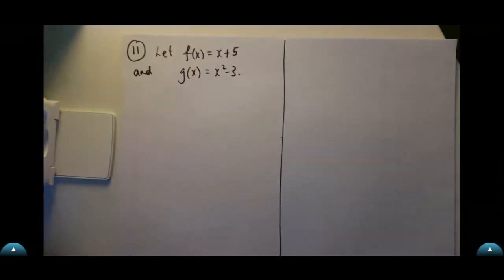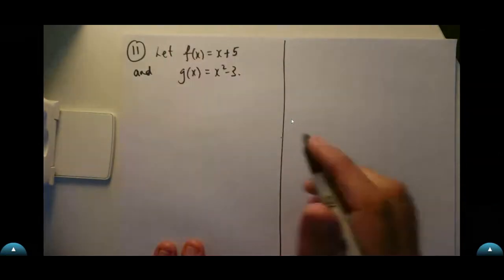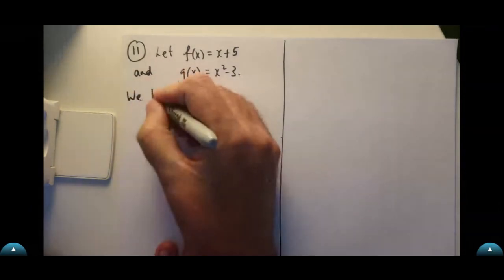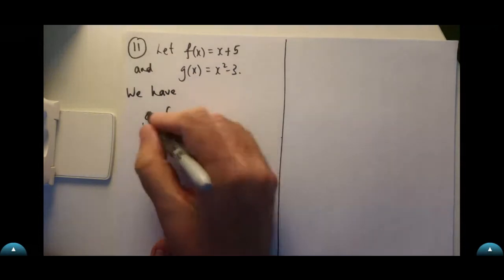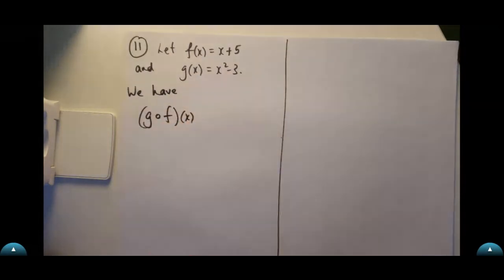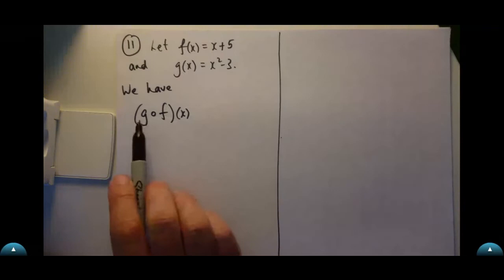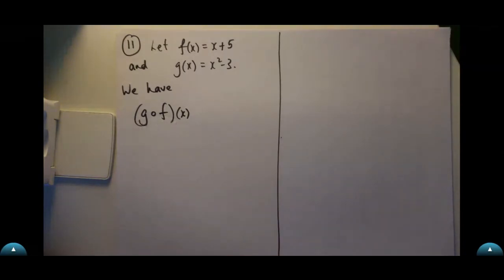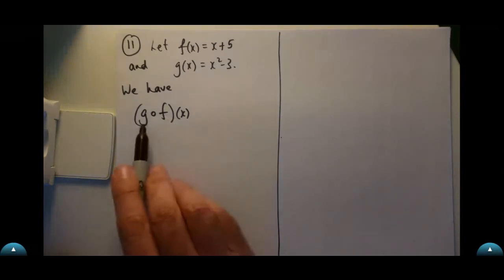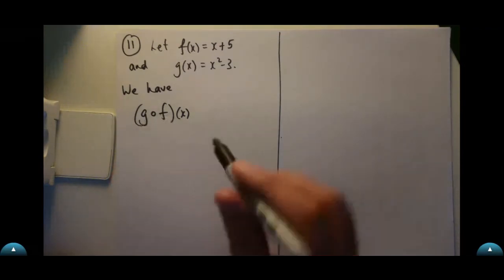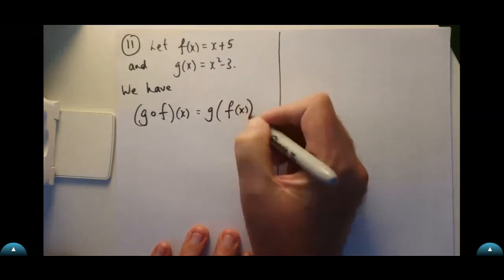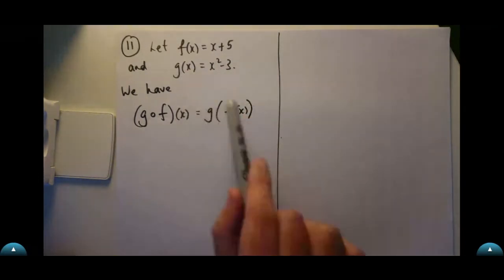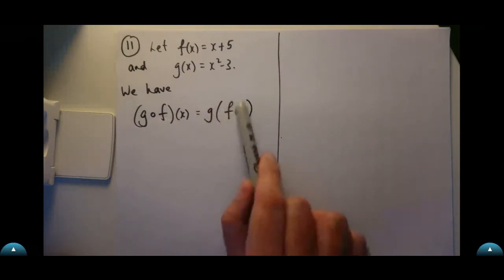Okay, so what is the following combination? G of f of x. Okay, so it's g o f x. That means g is acting on f of x. That's how I usually think of it. So instead of g of x, you've got g of f of x.